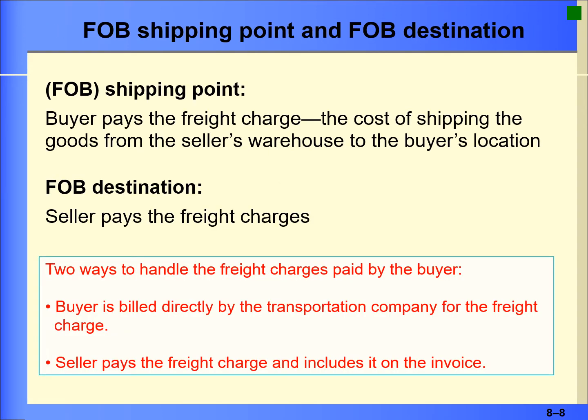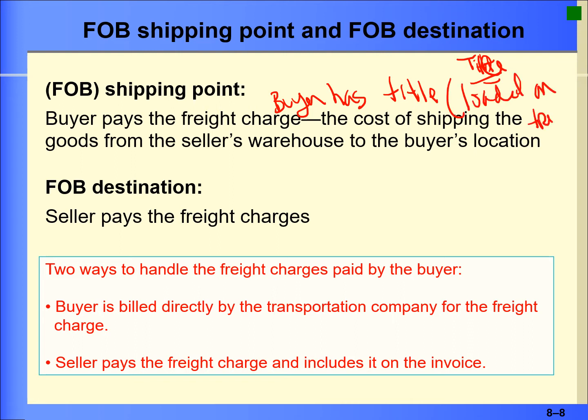So regarding a couple shipping terms, one's called FOB shipping point and the other one's called FOB destination. It talks about handling the payment, but I'd also like to add in here who's got the title to the goods while they're in shipment. If it's FOB shipping point, the buyer has title to the goods once they're loaded on the truck.